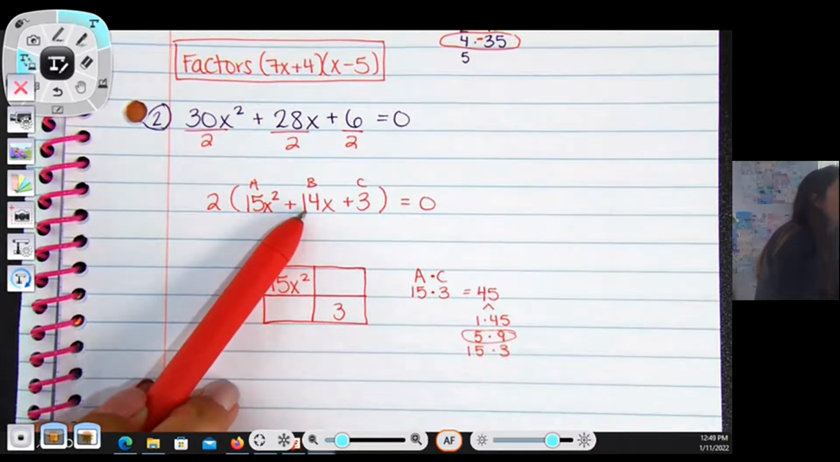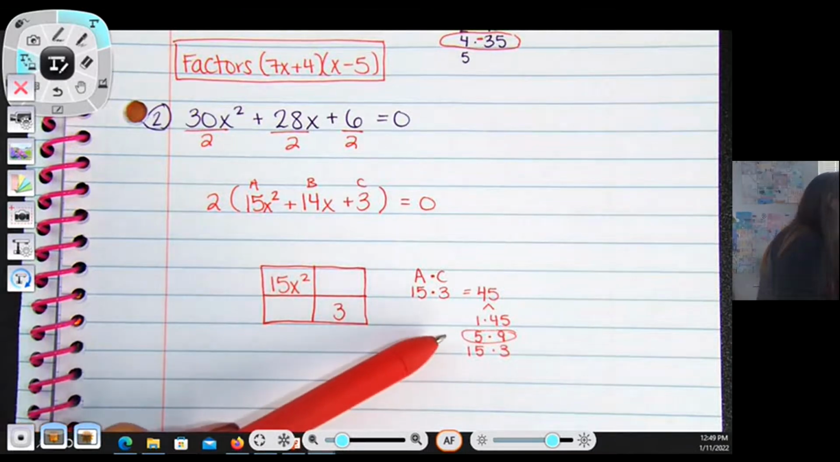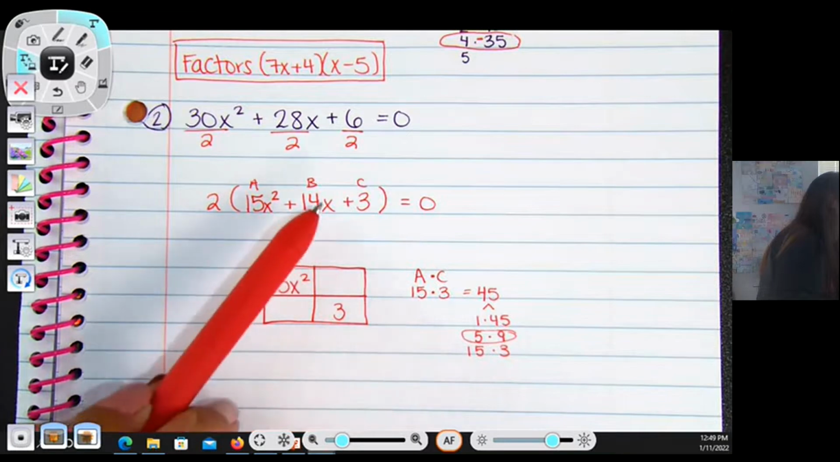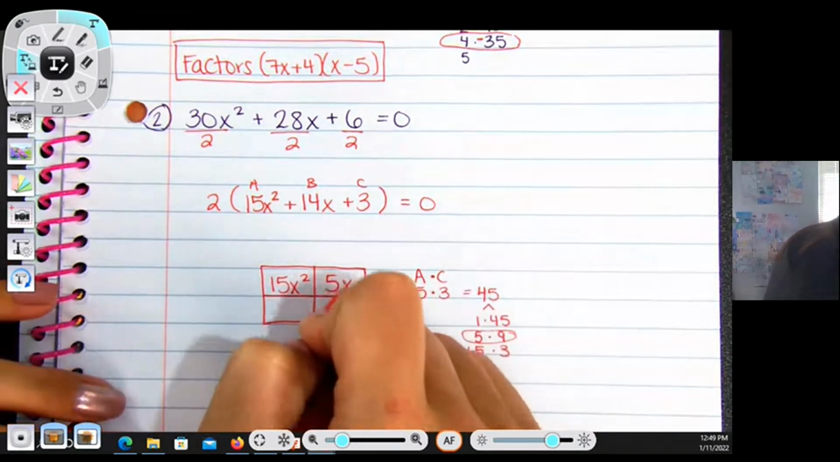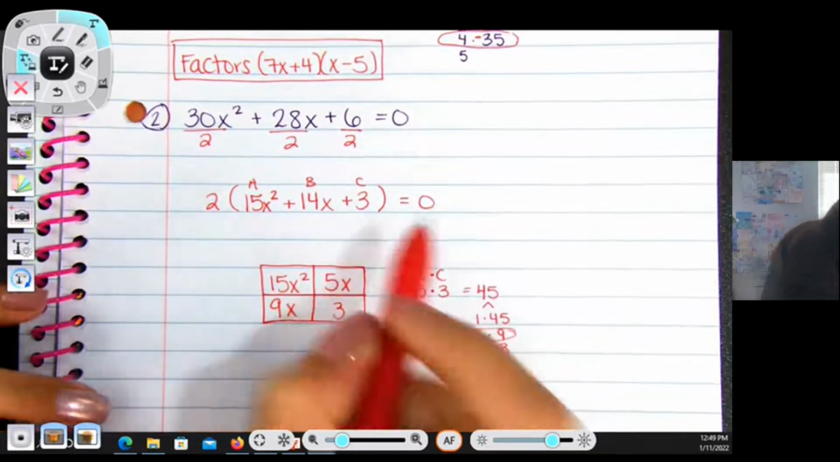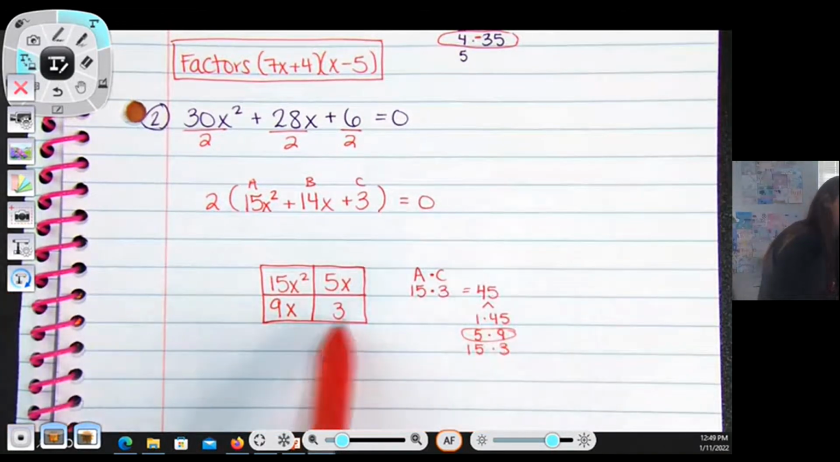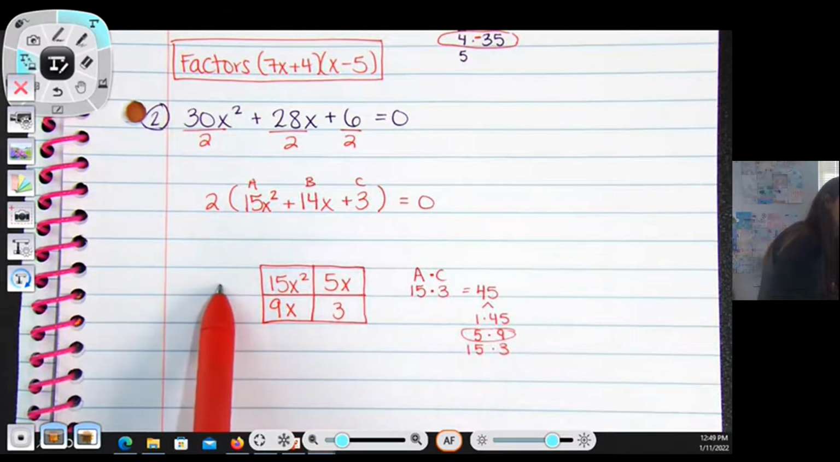They need to multiply to make A times C, but add to make B. So do either of these numbers have to be negative? No, because everything's positive, so everything's going to be positive. This is actually pretty easy. I'll put 5x here. 3x on the top, right there.